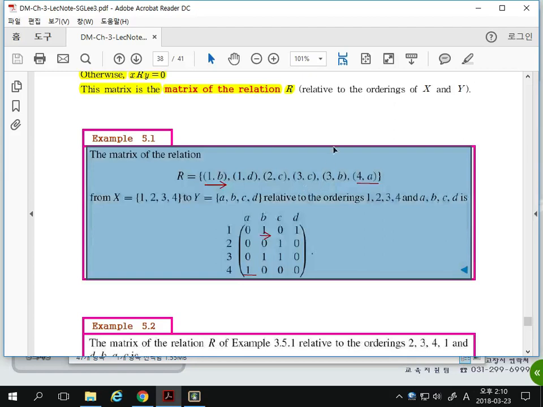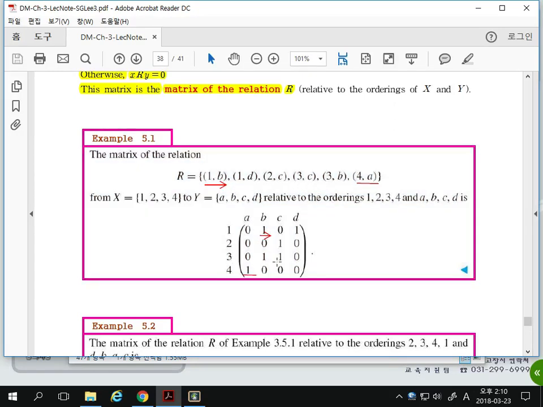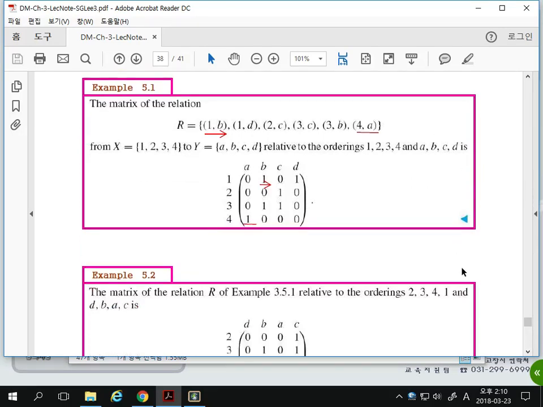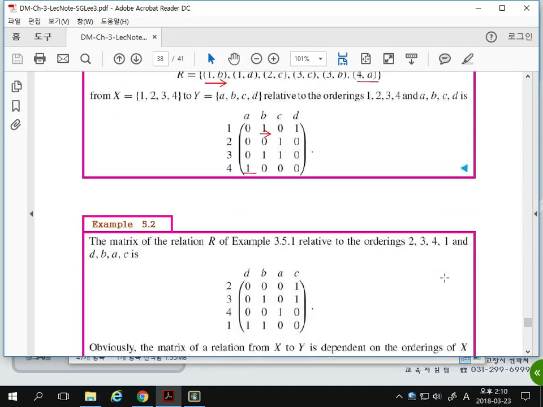For the third row, 3C and 3B, let them be 1, and all others are 0. And fourth row, 4A, there is 4 and first is 1, and all others are 0s, like this. So if we have 2 sets with relations like this, then we can define a rectangular matrix with 0 and 1 only. We can define a relation matrix, a 0, 1 matrix.